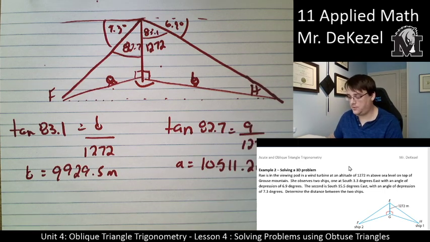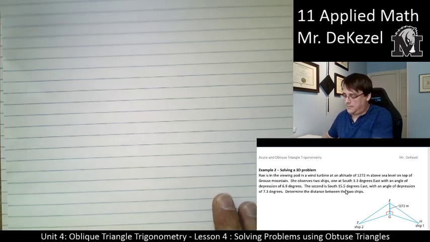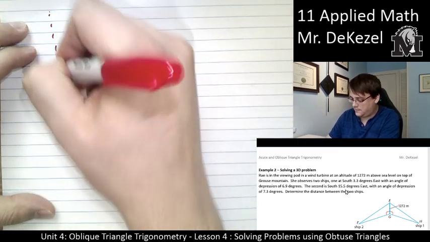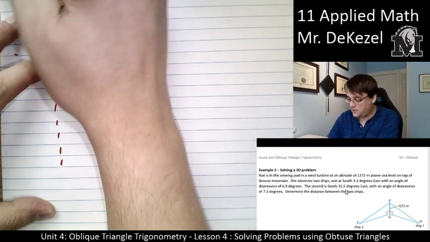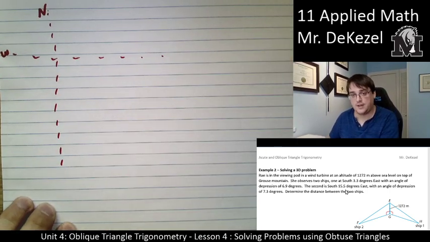So I'm going to now draw the directions that we had talked about. Two ships, one at south 3.3 degrees east and one at south 15.5 degrees east. What does that mean? So what that means is that if we have this coordinate system here, where this is north and this is west, we would have east over here and south down here.